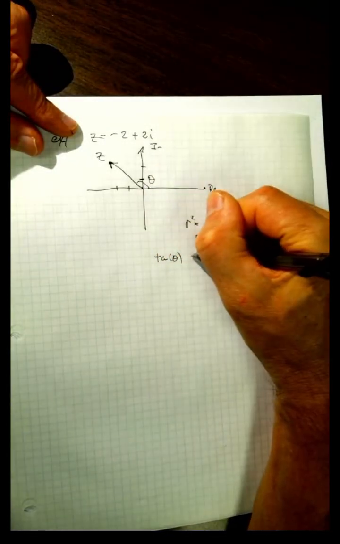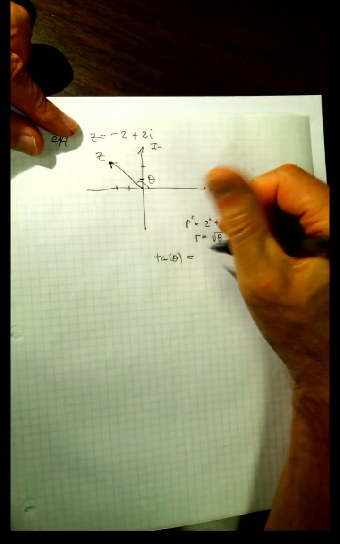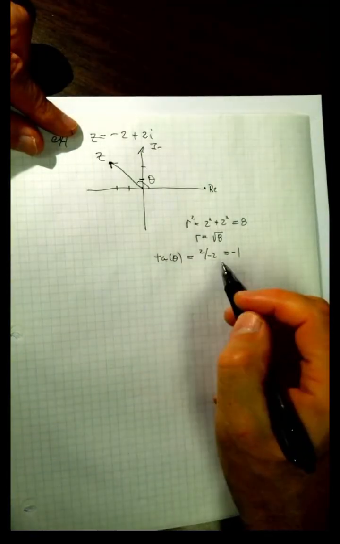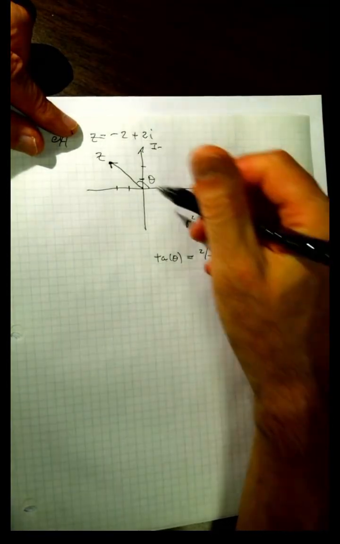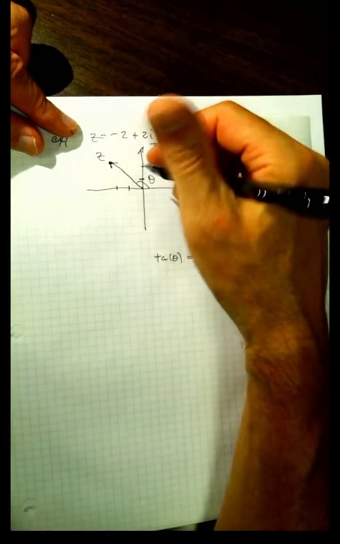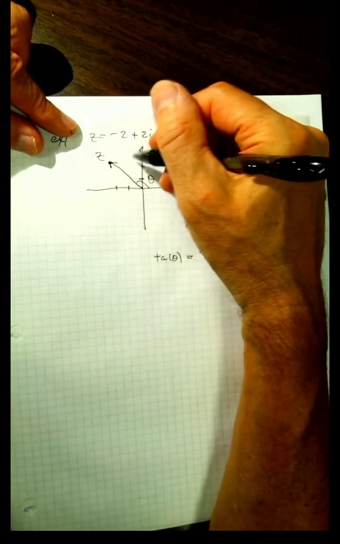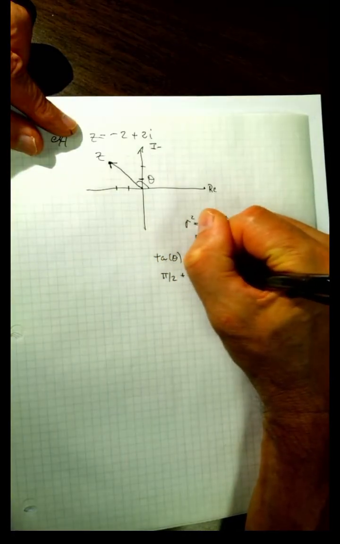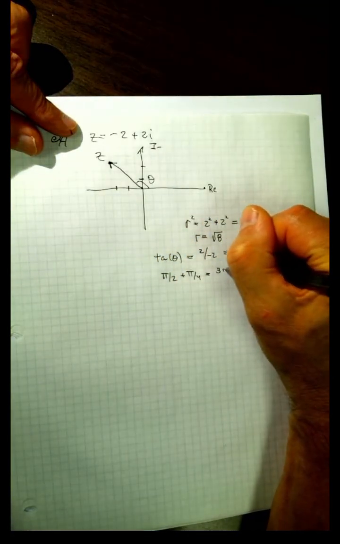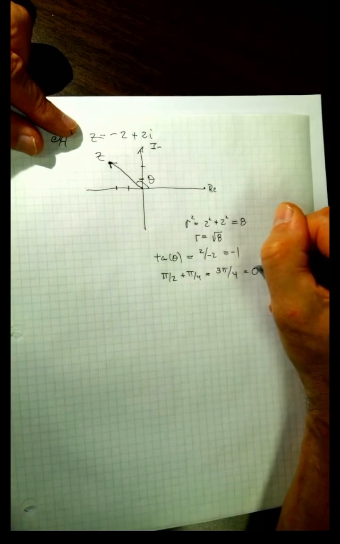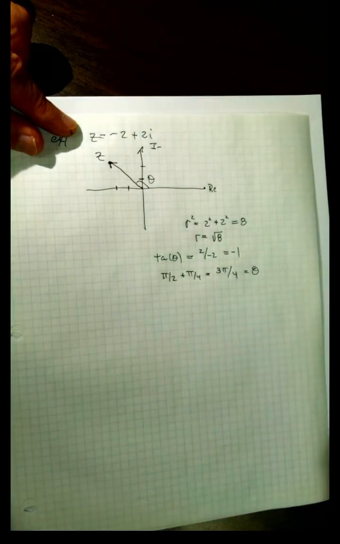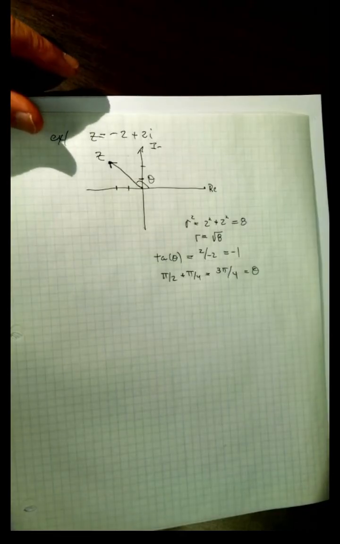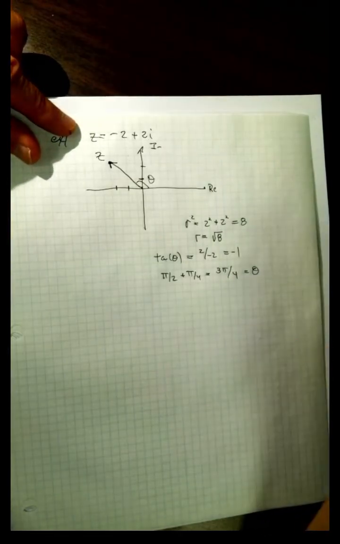And the tangent of theta we know is going to be the rise over the run. Now, if I just take the arctangent, I'm going to get minus pi over 4. But I have to be careful here because I know that it's in the second quadrant. It's going to be pi over 2 plus pi over 4. So theta is 3 pi over 4. All right. One more thing here.